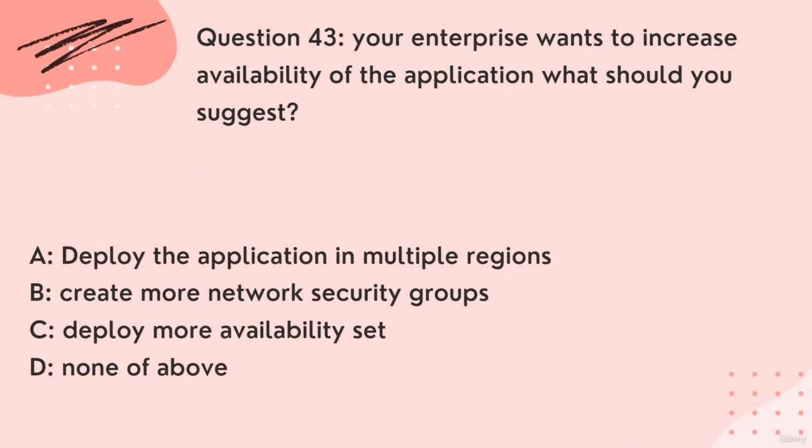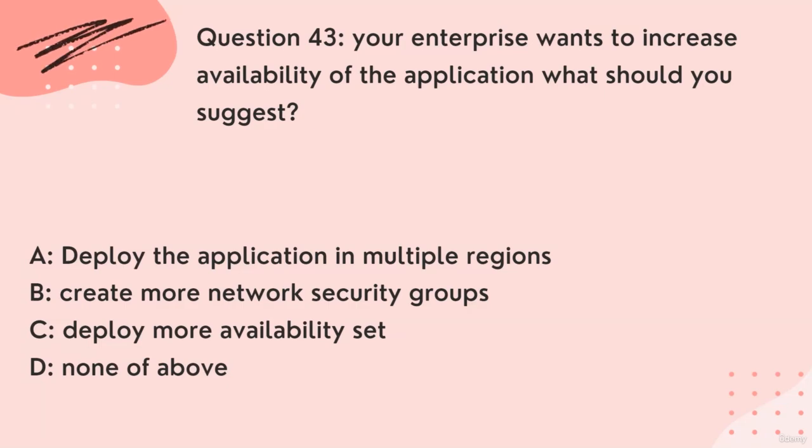Moving ahead, question number 43. Your enterprise wants to increase availability of application. What should you suggest? Deploy the application in multiple regions, create more network security group, deploy more availability set. So the option C can increase the functionality or the power of the application. So if you want to distribute the workload, then you can go ahead with option number C.